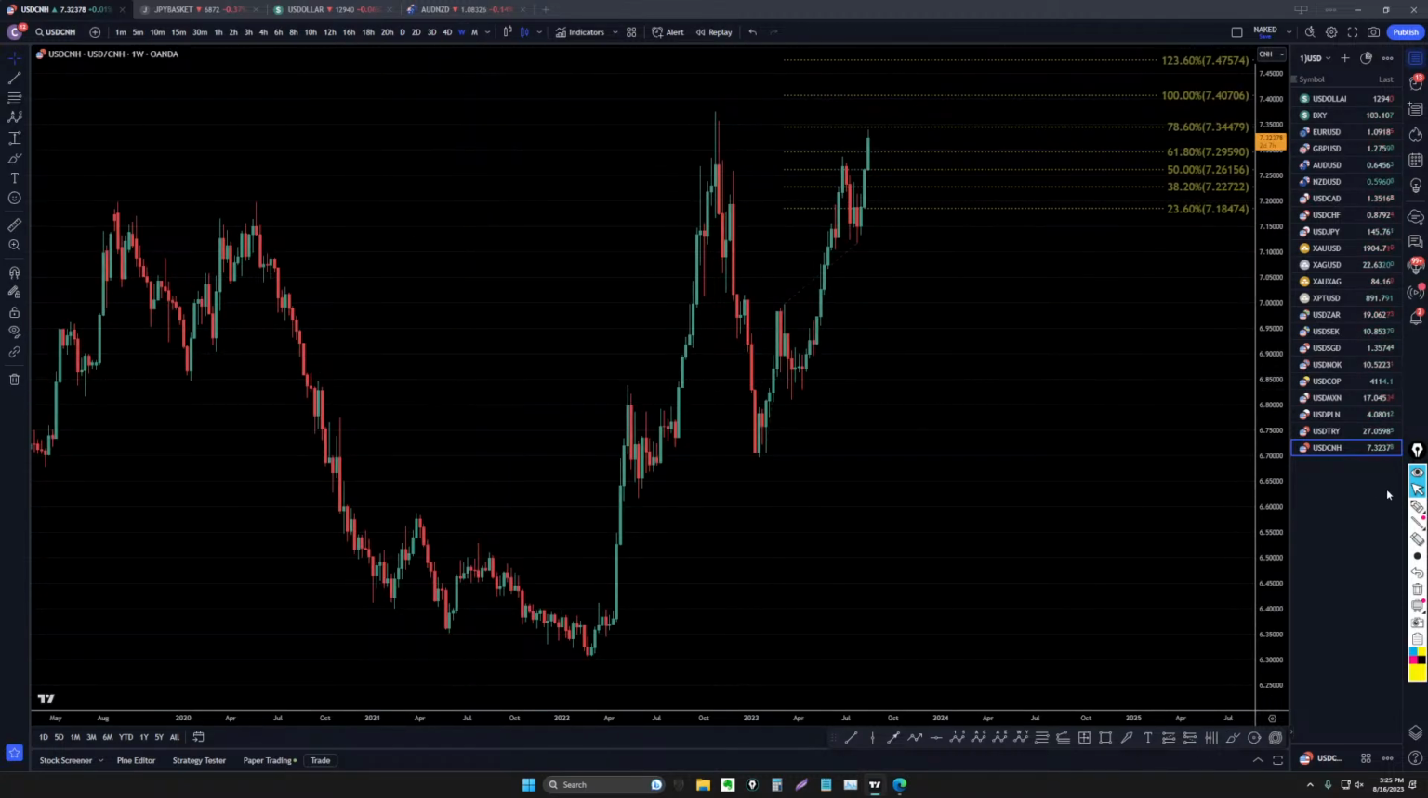It looks like we're in a wave 5 on the weekly. 1, 2, 3, 4, 5. And we're definitely coming into the zone where wave 5 could possibly end.